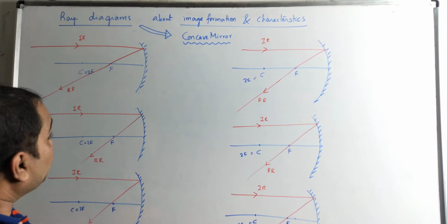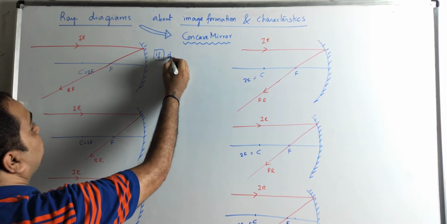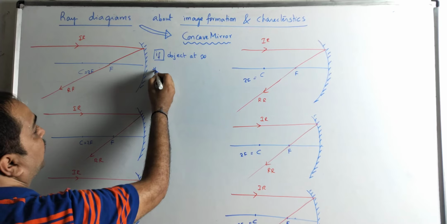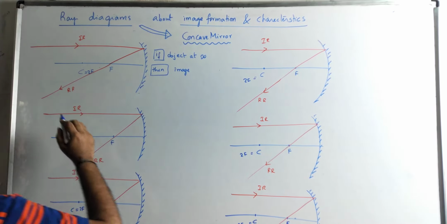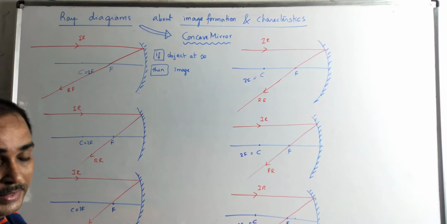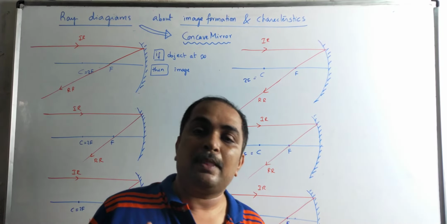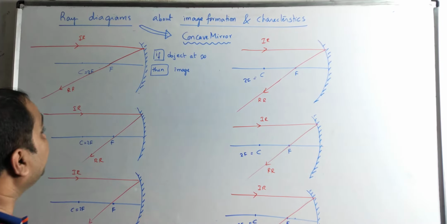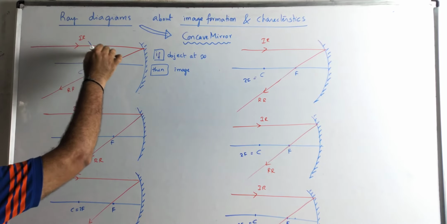Now, the first condition: if the object is at infinity, then how will the image be? Let us see. We have only one ray tracing. Actually, in this same video, I discussed the ray tracing techniques. In that, the first ray is, if a ray goes parallel to the principal axis, it passes through the focus. What about the second ray? You can take any ray. I take another ray.